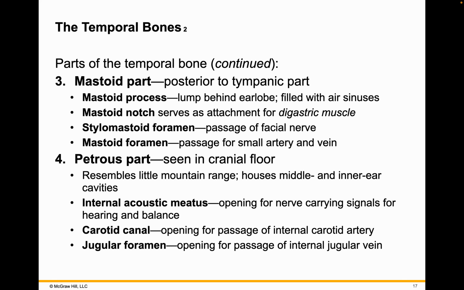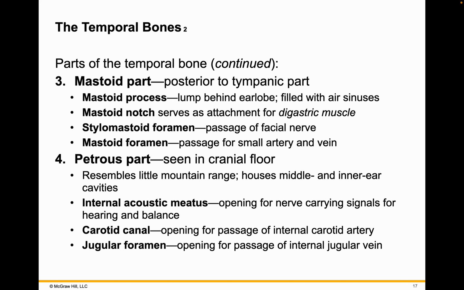The petrous part, seen in the cranial floor, looks kind of like a little mountain range. It has middle and inner ear cavities. Its internal acoustic meatus is the opening for the nerve carrying signals for both hearing and balance. The carotid canal is an opening for the passage of the internal carotid artery, and the jugular foramen is an opening for the internal jugular vein.